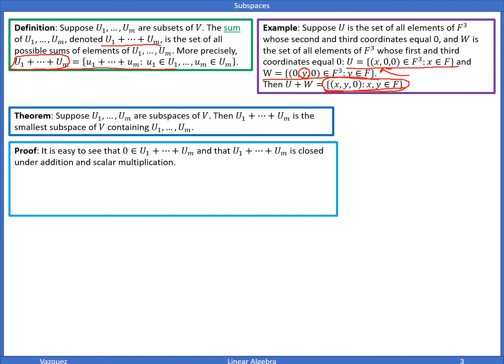First, it's easy to see that 0 is an element of this sum, U1 plus dot dot dot all the way to UM, and that the sum is closed under addition and scalar multiplication. Right, and why are we doing that? Well, because now we can see that this is really a subspace of V. Right, the three conditions are met.